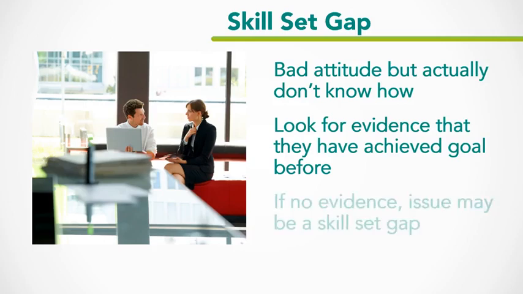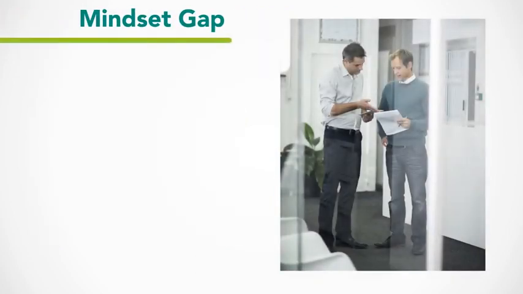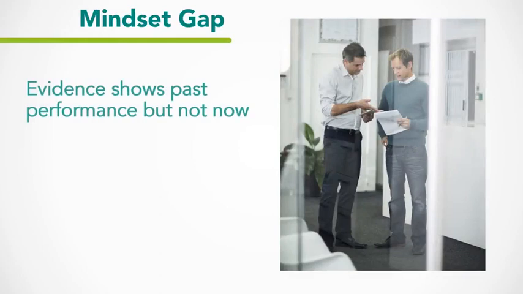Okay? So if I can't really find good evidence that someone has done what I'm asking them to do as a part of their goal in the past, then I do need to start to wonder if there is a skill set gap. If I know for sure that someone has done this work in the past and now they're just all of a sudden not getting it done, I have good evidence to say, no, you have a lot of experience achieving goals like this and now you're not. So that makes me think it's a mindset issue.